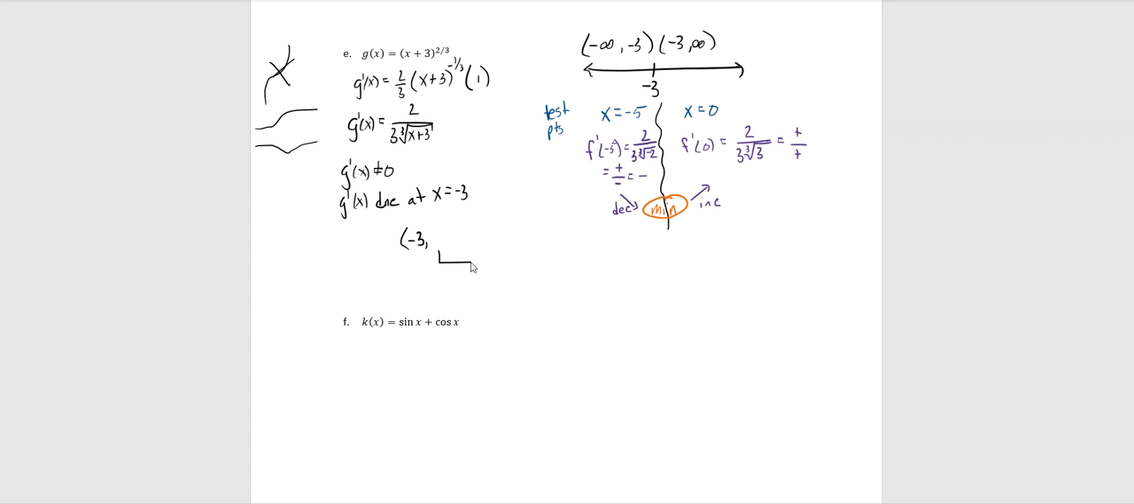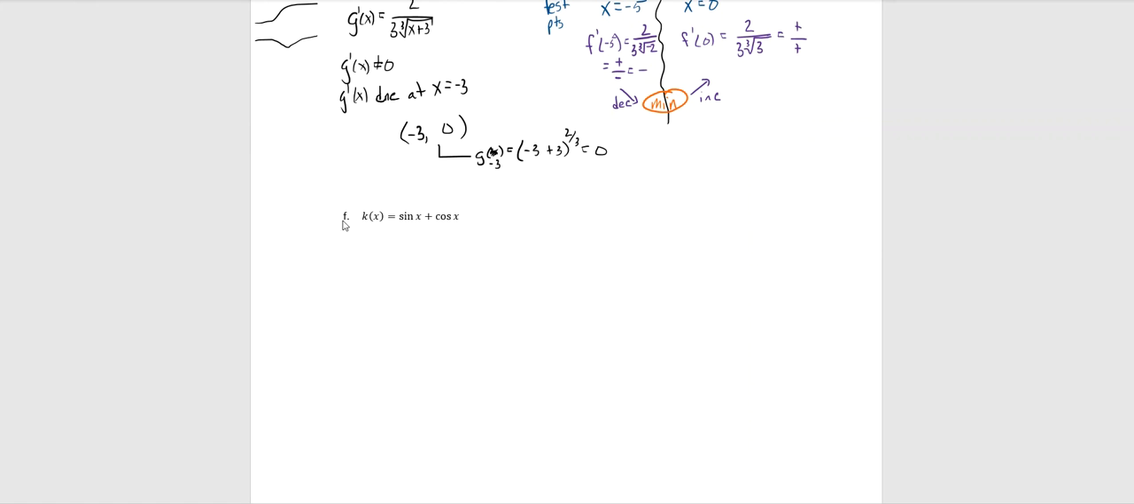This value, don't forget that this is the original function. The original function evaluated at negative 3. That's negative 3 plus 3 to the 2/3. I like 0. All right. One more. Gotta throw in some trig, right? Okay, here we go.